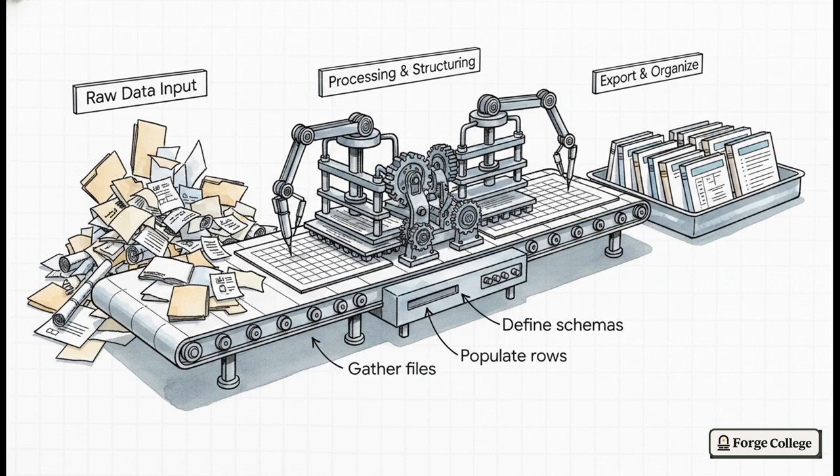We achieved this automation using a really compact Python and Pandas script. The factory line logic is surprisingly simple. First, gather your evidence files into a folder. Second, define your table schema using Python dictionaries. Third, populate those rows into a Pandas data frame just to ensure structural consistency. And fourth, instantly export pristine CSV and Markdown files. It's clean, it's repeatable, and it's fast.